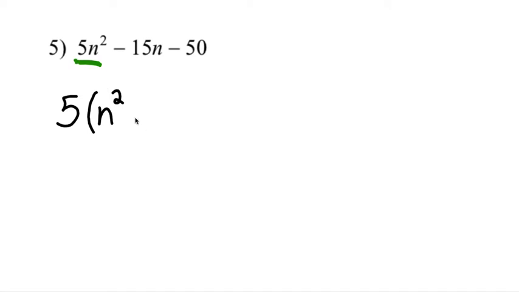So let's divide this 5 out from everything now. 15 divided by 5 is 3. N minus 50 divided by 5 is 10.